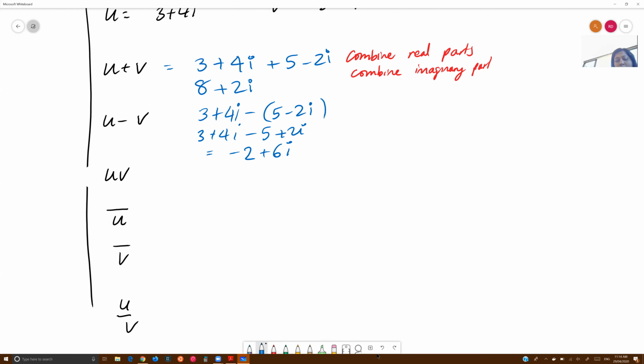Now let's look at multiplying. So multiplying, u times v. Let's write down 3 plus 4i times 5 minus 2i. When you're multiplying, again, we just do what we do with algebra. Each term in the first bracket is multiplied by each term in the second bracket. So 3 times 5 is 15.